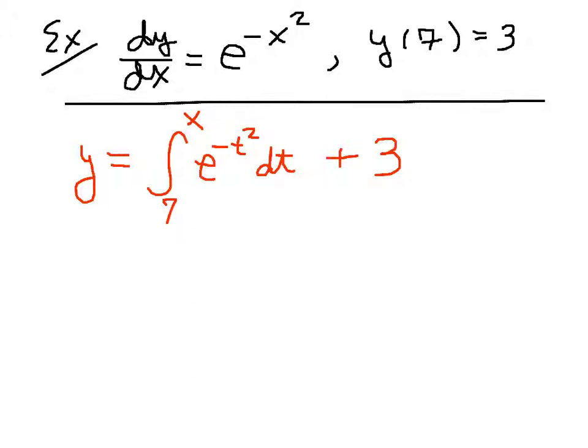Now let's take a look at this and make sure we see why this works. We know from the fundamental theorem of calculus that if we take the derivative of this expression with respect to x, we get e to the minus x squared. And if we take the derivative of the constant 3 with respect to x, we get 0. Furthermore, if I put 7 in for x, and I integrate from 7 to 7, this whole thing will be 0, and I'm left with 3, which is exactly what I wanted. So that's kind of clever, and it's a good example to see because it does pop up from time to time.